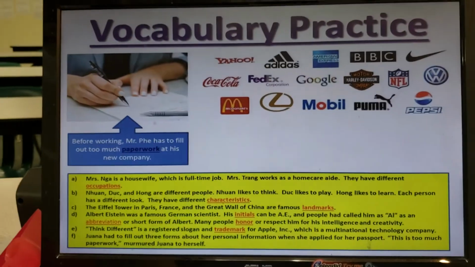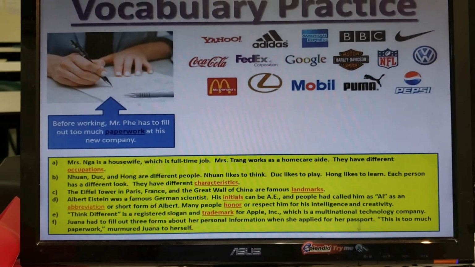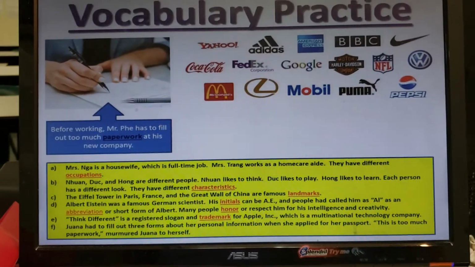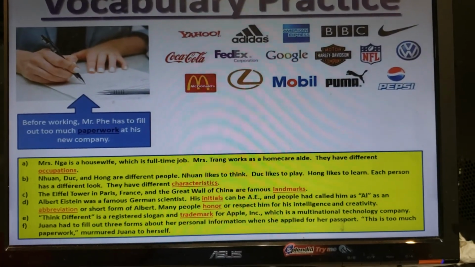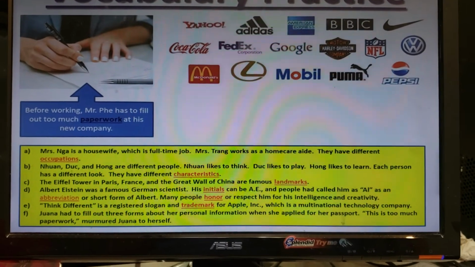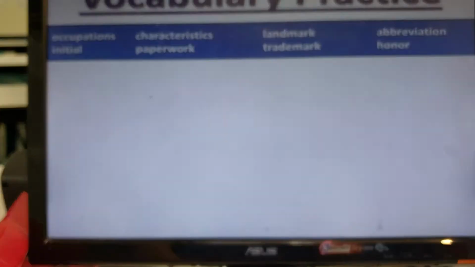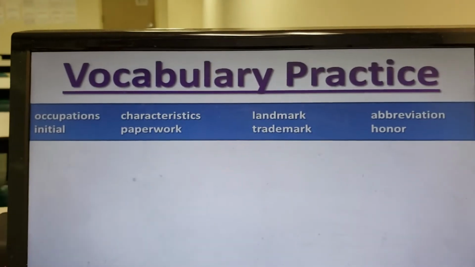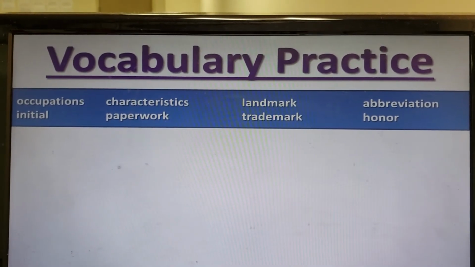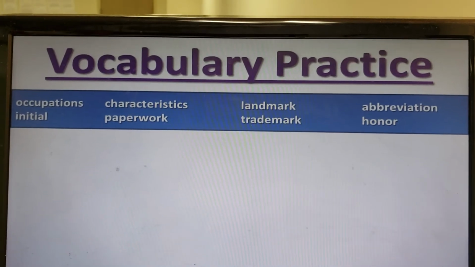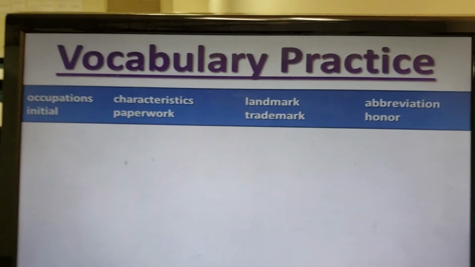Okay, so these are the words that we just talked about. Occupations, characteristics, landmark, abbreviation, initials, honor, trademark, and paperwork. So, repeat with me. Occupations, characteristics, landmark, abbreviation, initial, paperwork, trademark, honor.